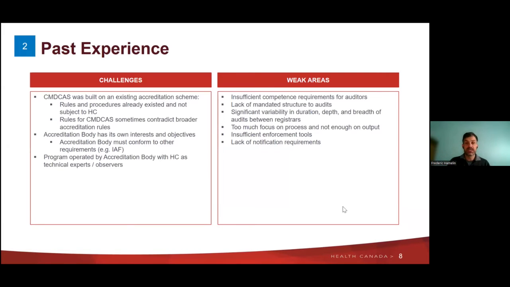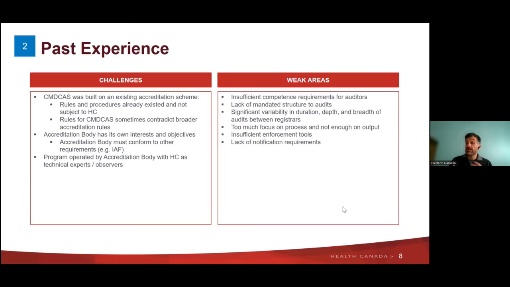But it did bring a challenge, because this accreditation scheme, already having existed, had its own rules and procedures that were not under our control. There were things that we could change if they were problematic. What we found was that sometimes our intentions and what we were trying to achieve within our CAMCAS program weren't always in line with the broader accreditation approach or perspectives. And so we had to reconcile these diverging views. Thankfully, there were not a lot of these cases or areas, but they did exist. And this was problematic when it occurred.